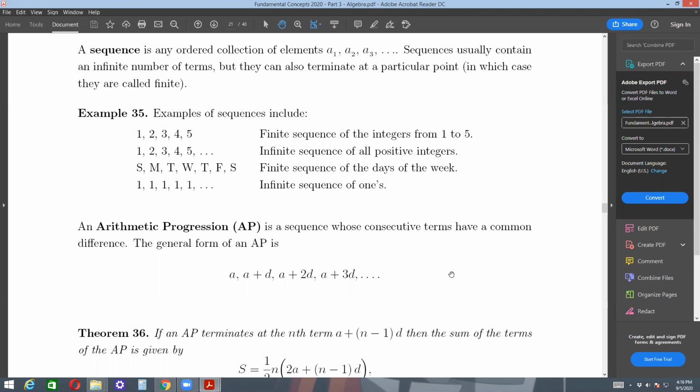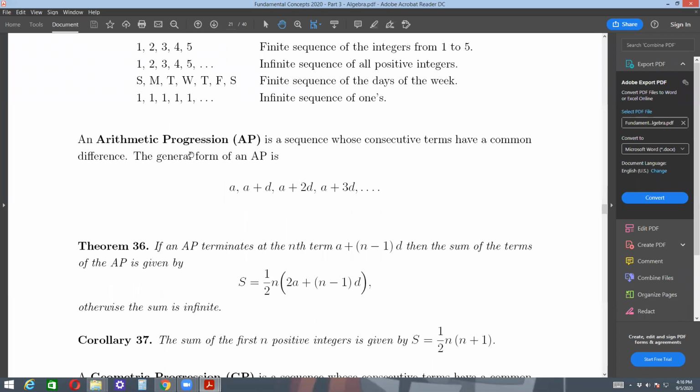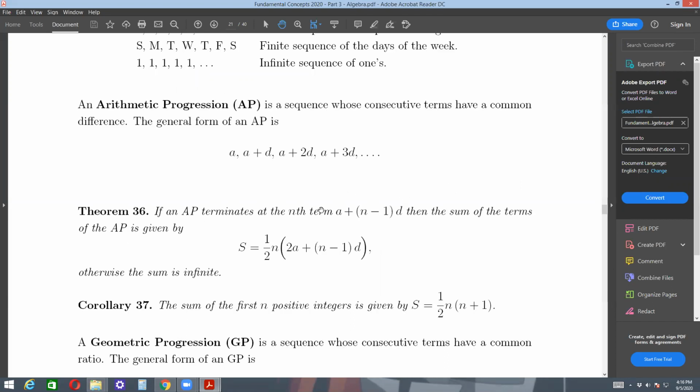Okay, and two of the most famous sequences that you probably know of, an arithmetic progression or an arithmetic sequence. Right, it's just a sequence where the consecutive terms have a common difference. So if the first term is A, then the second term is A plus D, and you keep adding D. Right, and if it terminates at an nth term, the last term, because you start with A, so it's A plus 0D, the last term will be A plus (n minus 1)D if you want n terms.